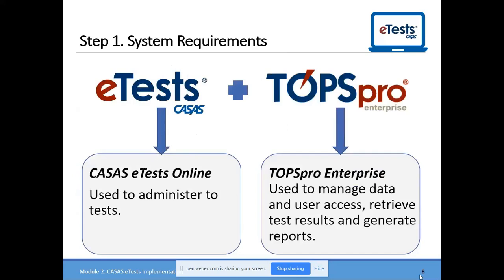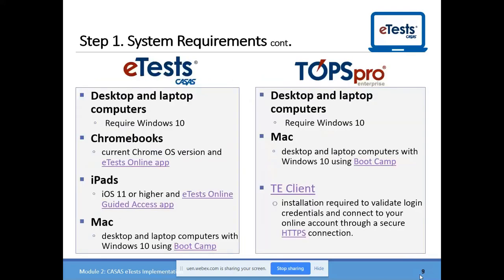So there are two ways that you do CASAS e-test. You've got the e-test there on the left-hand screen. This is where you actually go to administer your test. And we'll show you how to get to that. And the other is TOPSpro. The basic version comes with your e-test. If you want to go deeper with research, you can purchase TOPSpro Enhanced. But this is where you're actually going to go to review all of the CASAS testing data that accumulates.